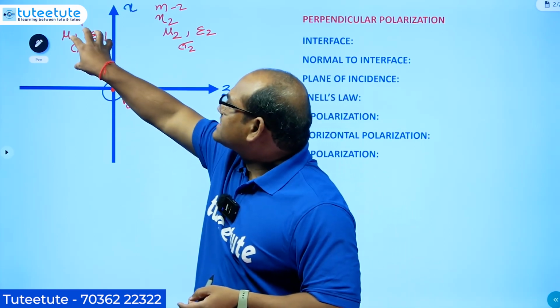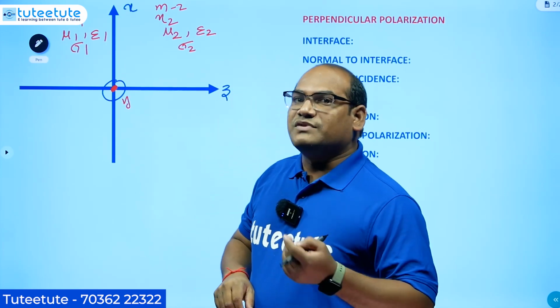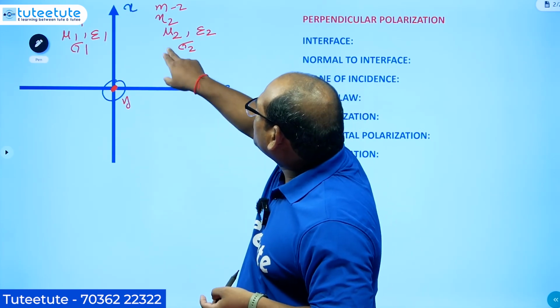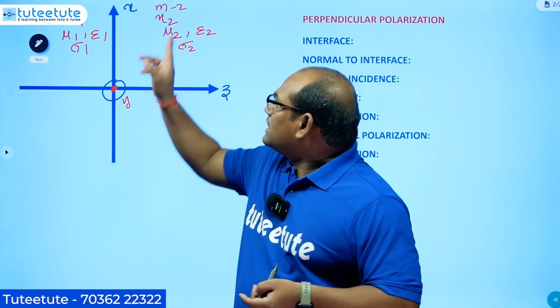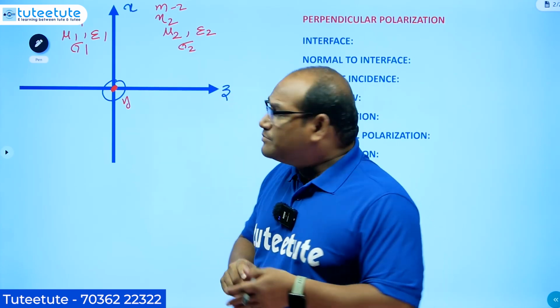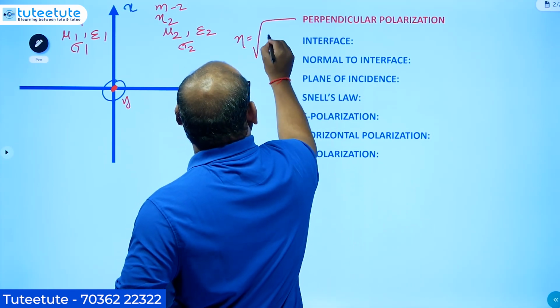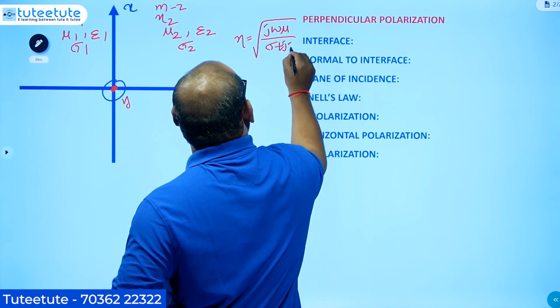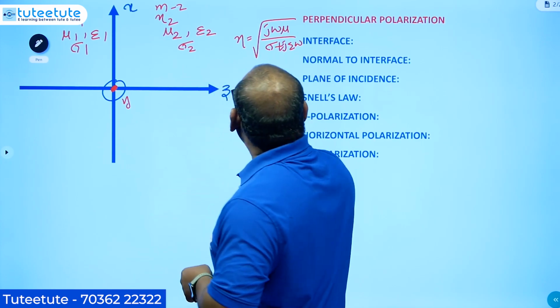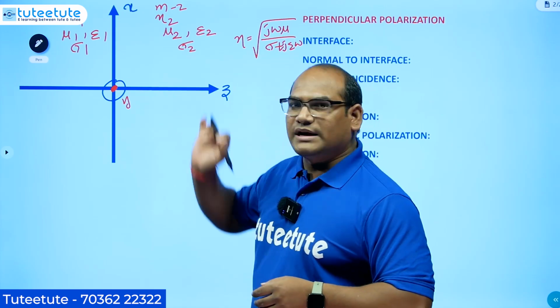Because it has mu 1, epsilon 1, sigma 1, we have eta 1 as the impedance, and here mu 2, epsilon 2, sigma 2 are available, that's why here we have eta 2. Generally, the impedance formula is given like this: square root of j omega mu by sigma plus j omega epsilon. So you can see it depends on mu, epsilon and sigma.